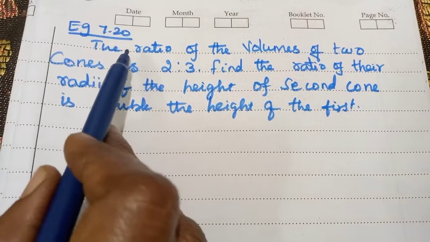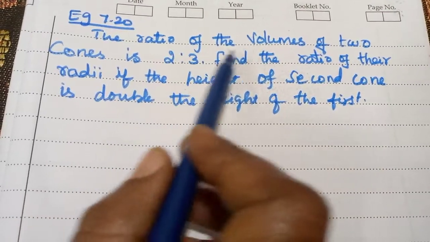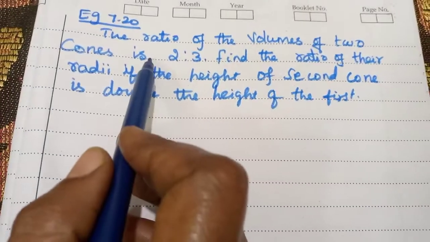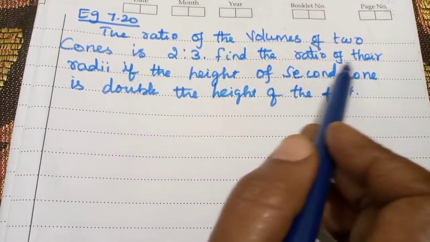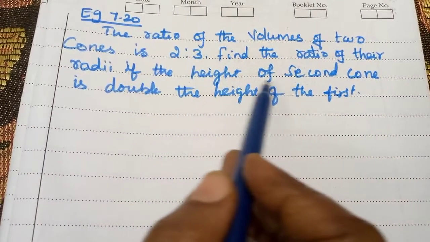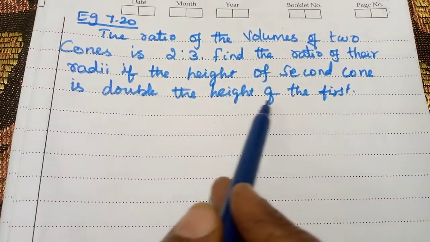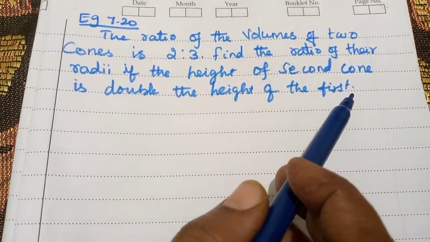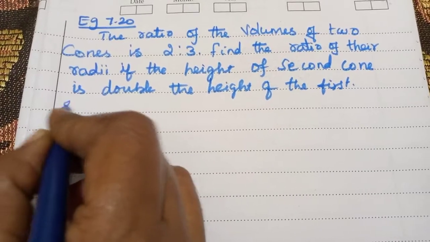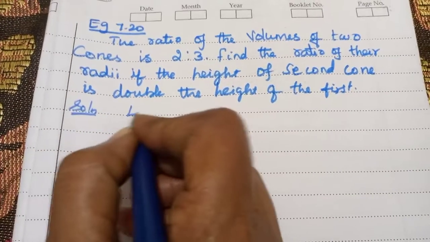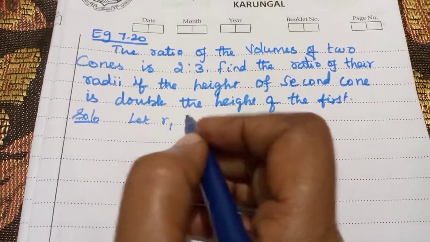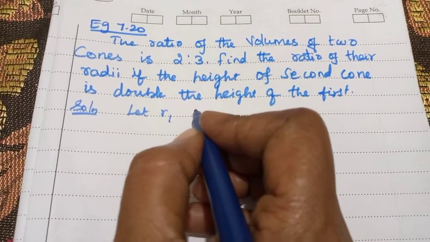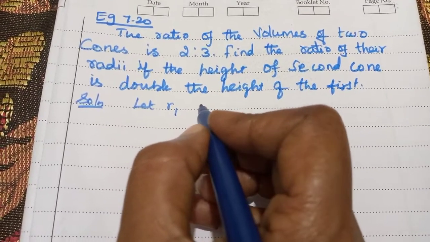Next example 7.20. The ratio of the volumes of two cones is 2:3. Find the ratio of their radii if the height of the second cone is double the height of the first one. Okay, so let us take, here two cones mentioned, no? So R1, R2, H1, H2, like that we have to take.